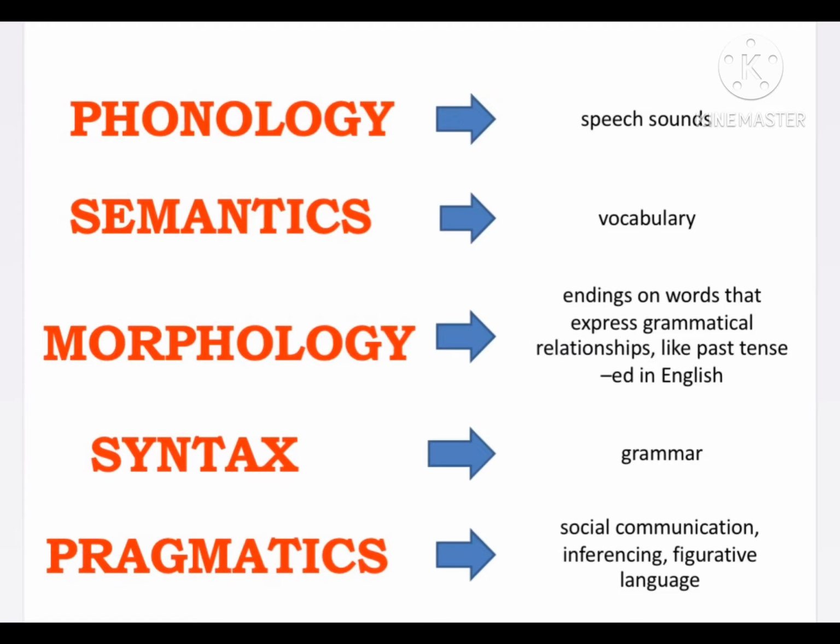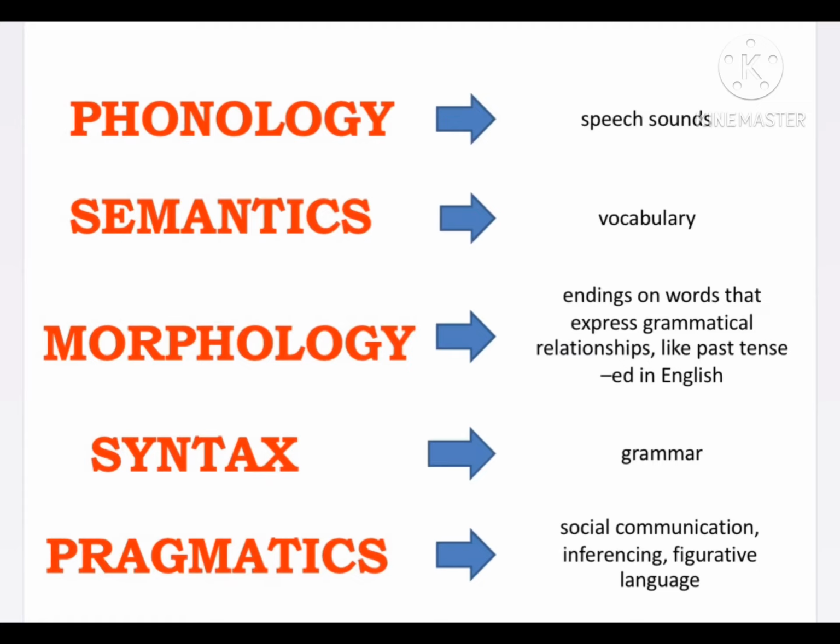Language is composed of 5 domains: phonology, semantics, morphology, syntax, and pragmatics. Phonology is the speech sounds. Semantics is our vocabulary. Morphology is endings on words that express grammatical relationships, like past tense in English. Syntax is the grammar. Pragmatics is social communication, inferencing, figurative language.